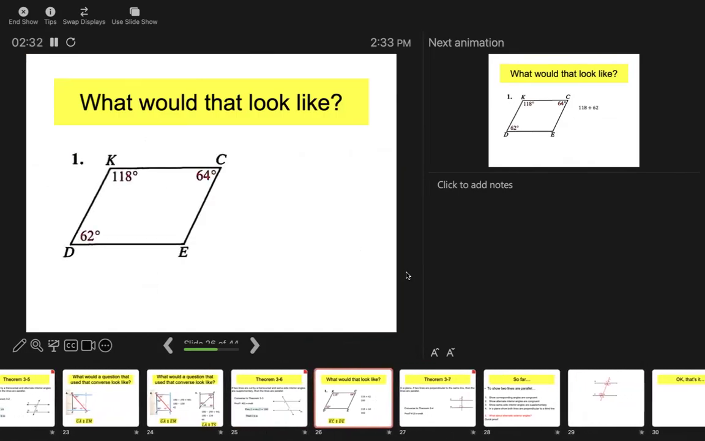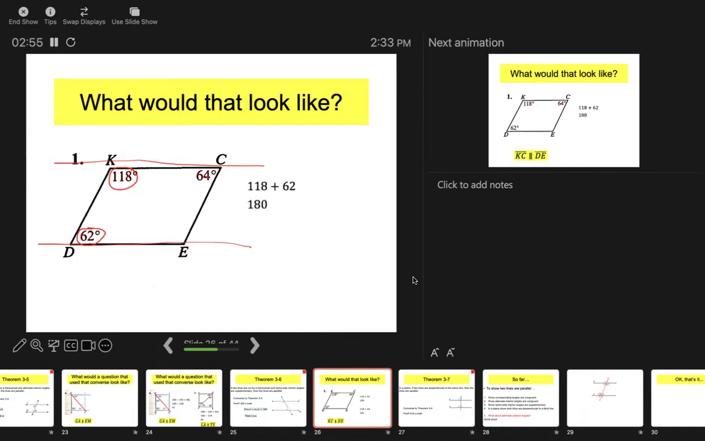So what would this look like for homework? All right, so let's see what we got here. Should we consider the top and the bottom or the left and right? It doesn't matter which one we do first. Let's consider the top and the bottom. If this line right here, KC, is parallel to DE, then that means that these two added together must equal 180. Do they equal 180? Let's do the math right here. They do, in fact, equal 180. So that means the top, KC, is parallel to DE.